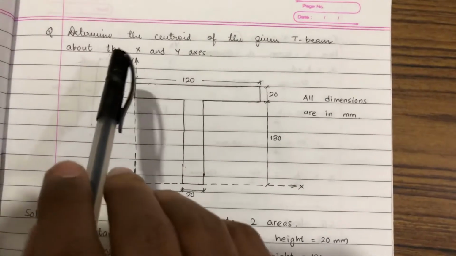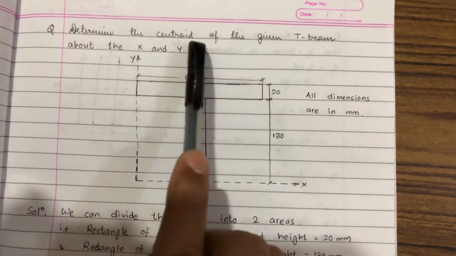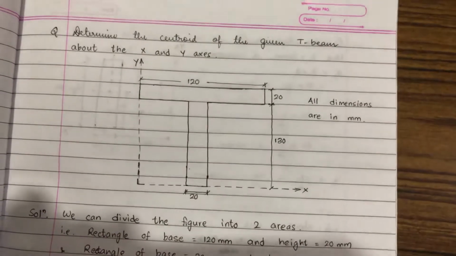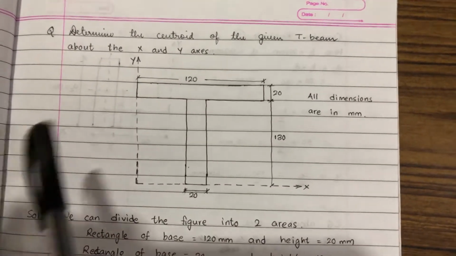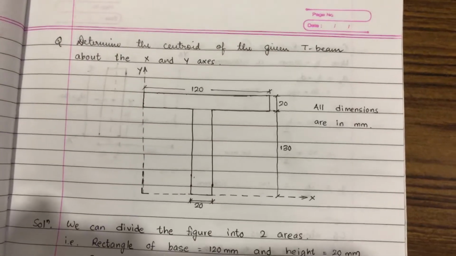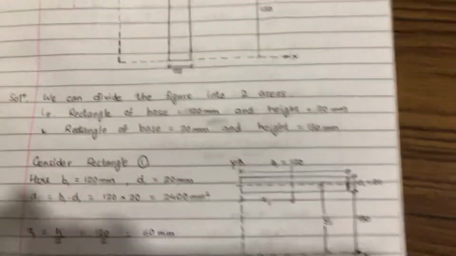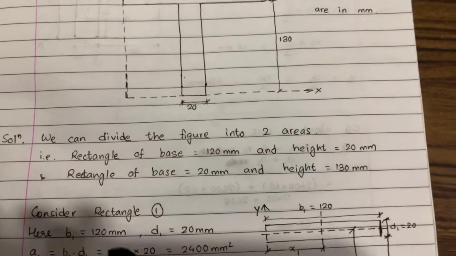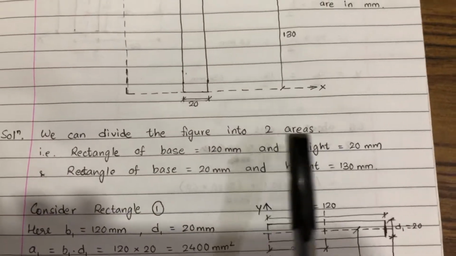So in this problem, we have to find the centroid of the given T-beam about the x and y axis. You have to find it about the x and y axis. So how to proceed? Now, first of all, we can divide the figure into two areas.